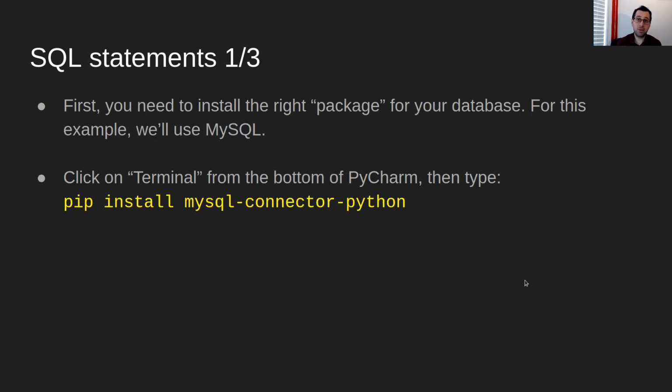You can do that right within PyCharm. That's one of the reasons why I like PyCharm. It's one spot to do everything. You don't have to keep going back and forth to other applications. So in my case, I am connecting to MySQL, so I'm saying pip install MySQL connector Python. Pip is the name of the package manager in Python. I'm telling it to install something, and I'm giving it the package name.